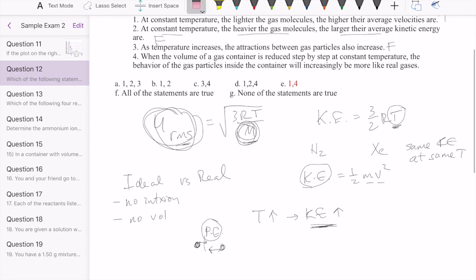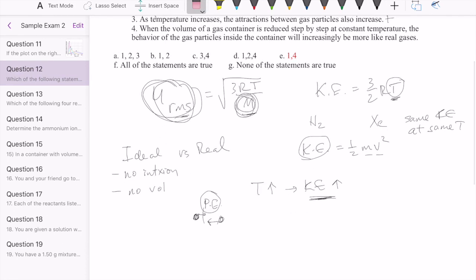Now let's take a look at statement 4. It says that when the volume of a gas container is reduced step by step, then the behavior of the gas particles will increasingly be more like a real gas. We assume in an ideal gas situation that a gas particle has such a small volume compared to the volume of the container, we can assume that the gas particle has no volume, as I wrote here.